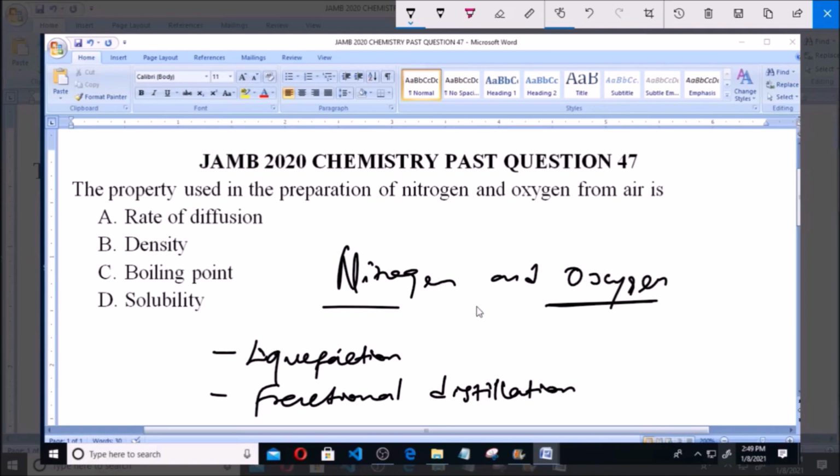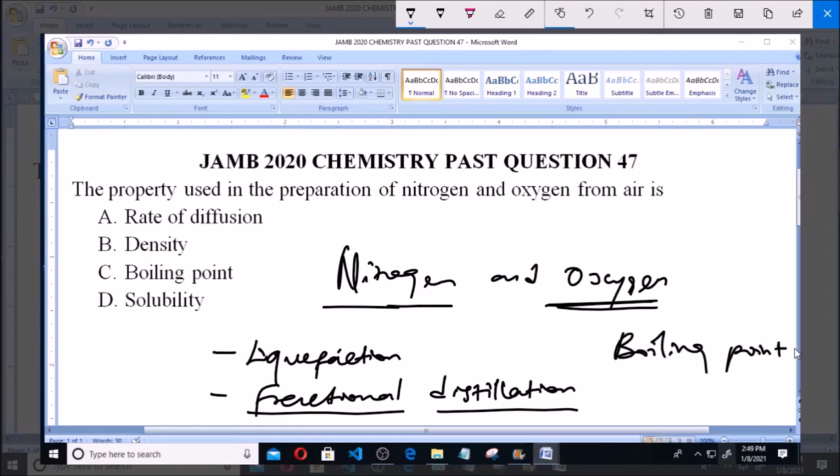Now, based on their difference in boiling points, when they undergo fractional distillation using a distillation column and a thermometer, each of these, nitrogen and oxygen, would distill out at their various corresponding temperatures. Nitrogen would distill out first, leaving oxygen, which then distills out. So it is based on their boiling points. So the answer to this question is option C.